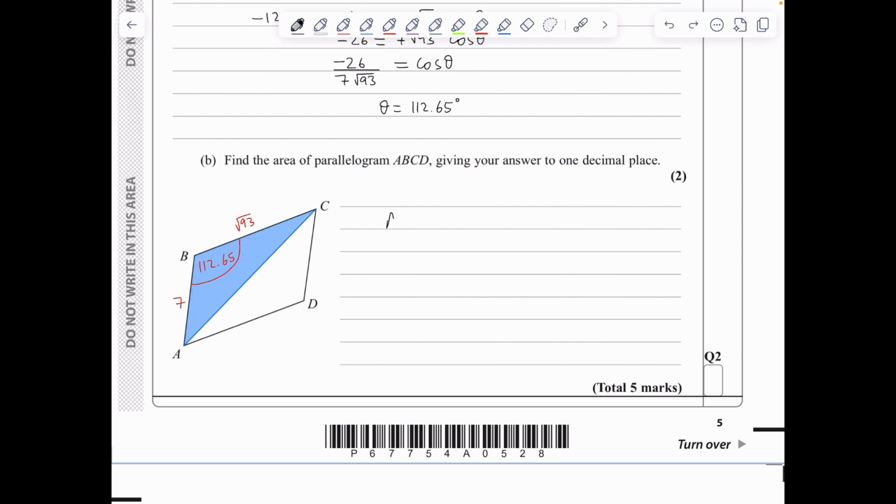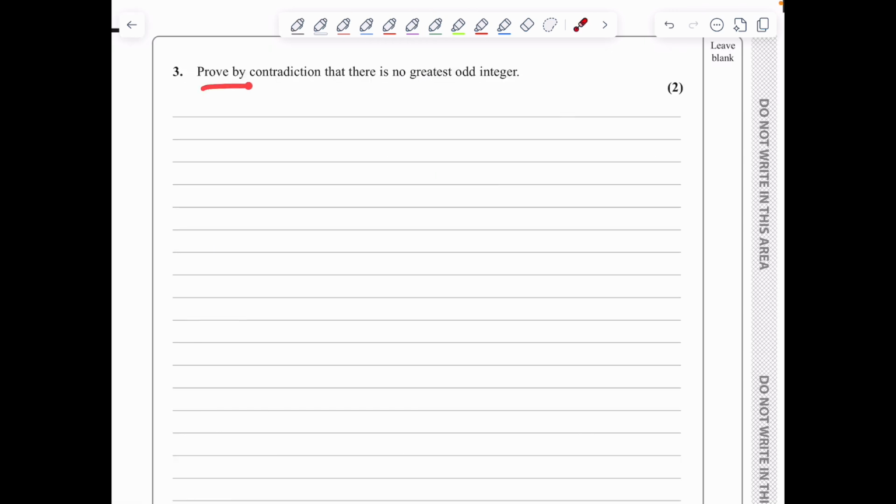So the area of the parallelogram ABCD will be given by twice the area of the triangle, which is a half AB sine C. So a half times the 7 times the root of 93 times the sine of 112.65, I'm using full accuracy here, and this gives an answer of 62.3 units square for the area of the parallelogram. In question 2, we're asked to prove by contradiction that there is no greatest odd integer.